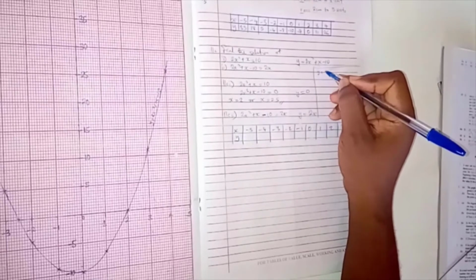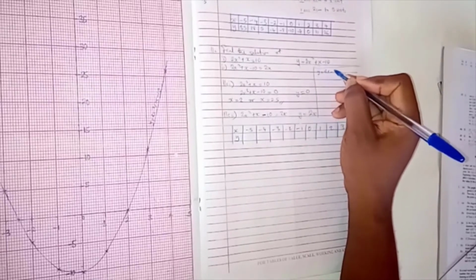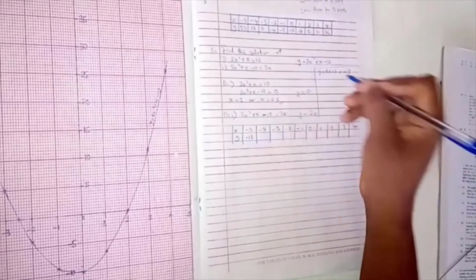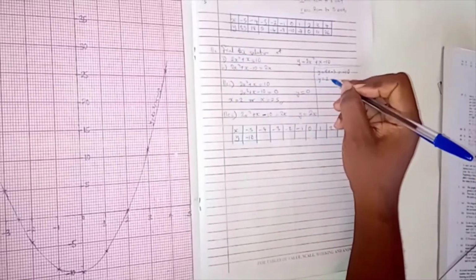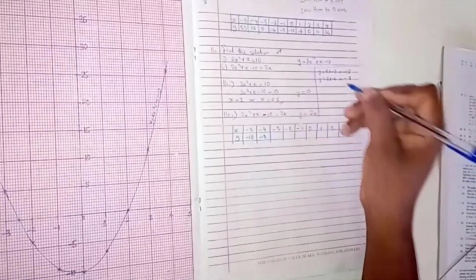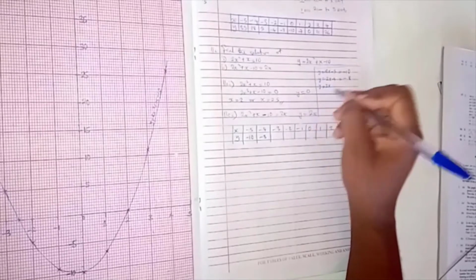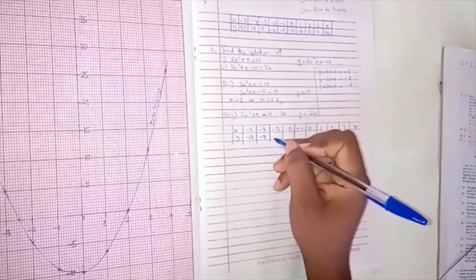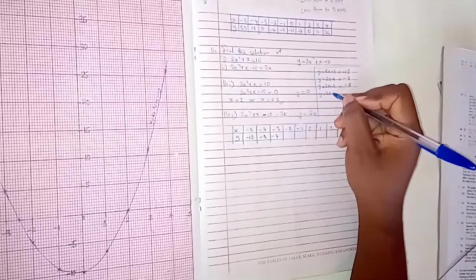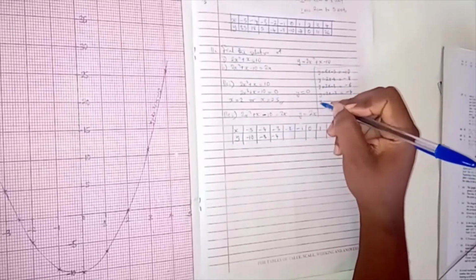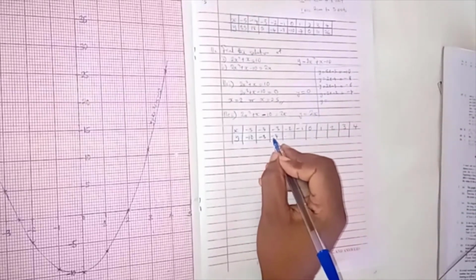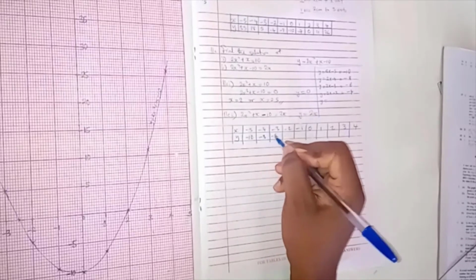So what will be y when x is minus 5? We have here 2 times minus 5. And what will be 2 times minus 5? We have a minus 10. When x is minus 4, 2 times minus 4, we have a minus 8. When x is minus 3, 2 times minus 3, we're going to have a minus 6. When x is minus 2, we have a minus 4. Sorry, this shouldn't be minus 4 here, this should be minus 6.